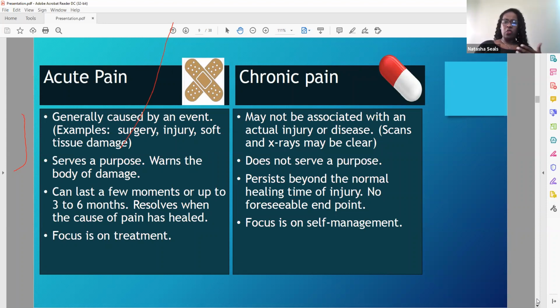Chronic pain focuses on self-management and improved function. You see this type of chronic pain with things such as neuropathic pain, or what we call maladaptive, because sometimes it's unexplainable. It may not be associated with any actual injury or disease. Your scans can be clear when you go into the doctor. It does not serve a purpose, as in it's not warning your body that something has happened. It typically persists beyond the normal healing time of an injury with no foreseeable endpoint. So again, the focus is on self-management.